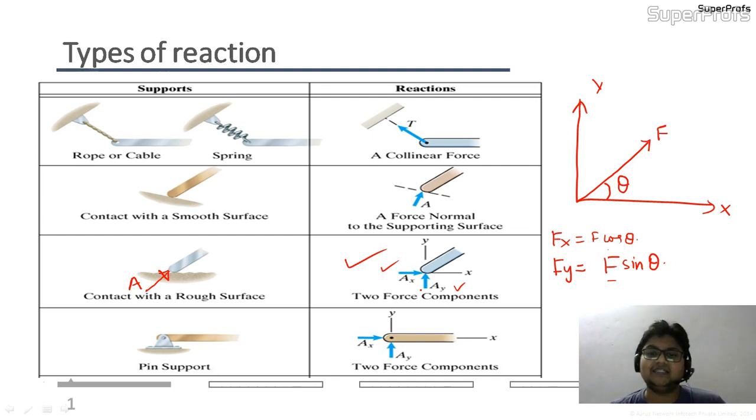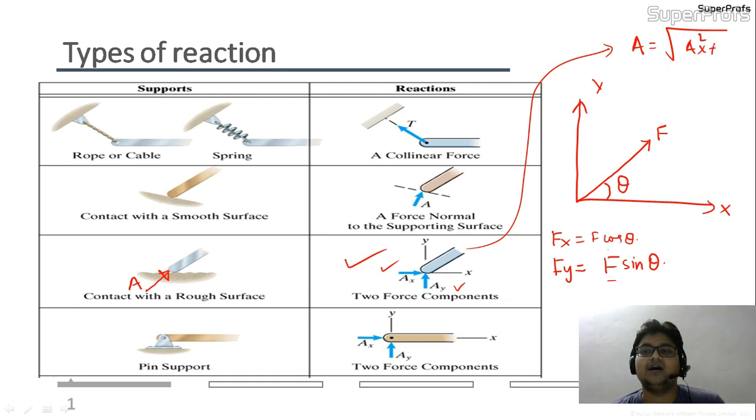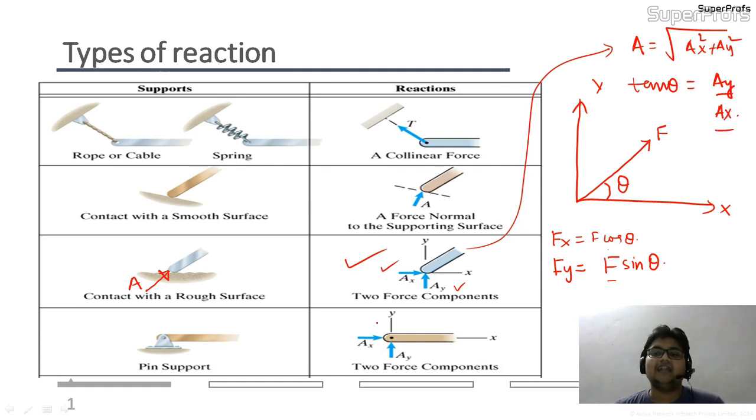And how will I get this? Suppose this is AX and AY. So the magnitude of this force A is nothing but the square root of AX square plus AY square. If I am required to find the angle, then tan theta is nothing but AY upon AX. So this is the angle that the force is making with the horizontal. Now, these were some of the real situations that come into picture.